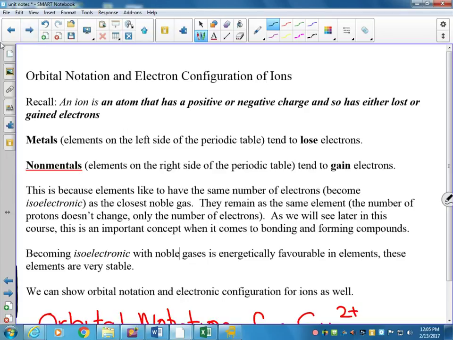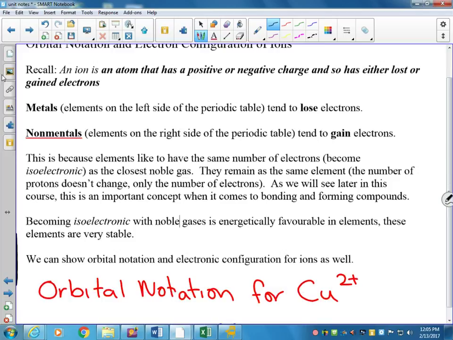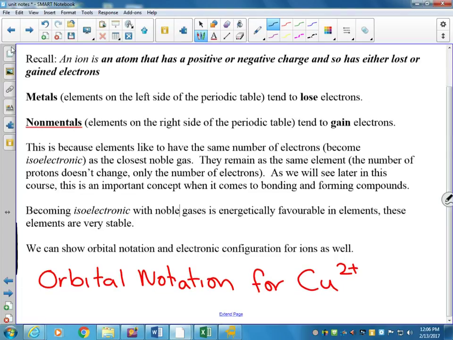So let's do the orbital notation for copper 2+ without a shortcut. Okay? So where's copper anyways? Atomic number 29. It's right in front of nickel. I wonder why I did copper. Because it's stuck in the d's. Copper 2+. Should we do it together? Okay.